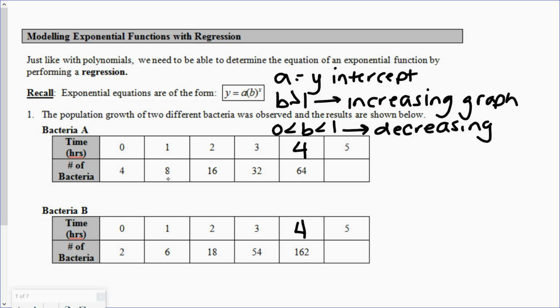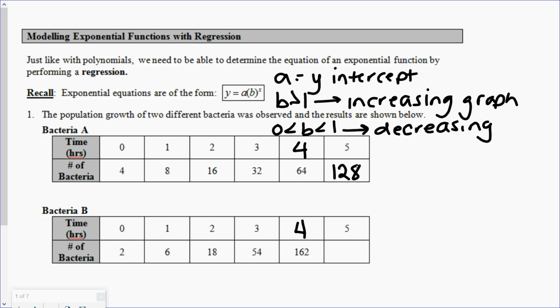At 1 hour, there are 8 bacteria. At 2 hours, there are 16. At 3, there are 32. At 4, 64. So let's see if we can predict this last box. Hopefully you're noticing the pattern. Between hour 0 and hour 1, it's gone from 4 to 8, an increase of 4, or double. The next one has gone from 8 to 16. So our pattern is that it's doubling every hour. If that's 64, this one would be 128 at hour 5.